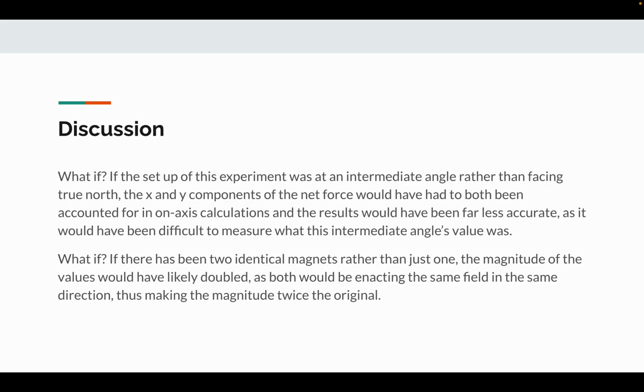And what if, for my second question, there had been two identical magnets rather than just one? The magnitude of the values would have likely doubled, as both would be enacting the same field in the same direction, thus making the magnitude twice the original.